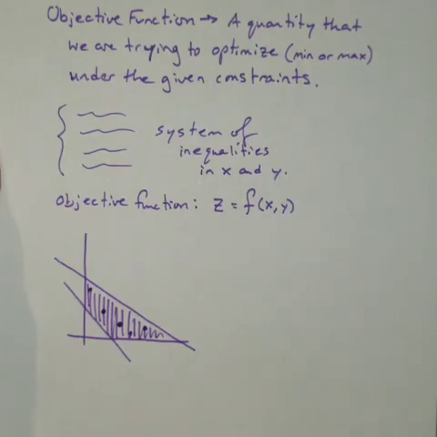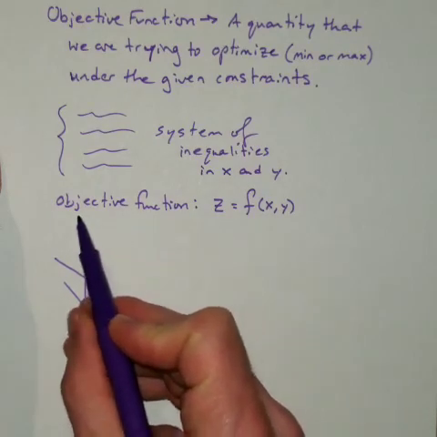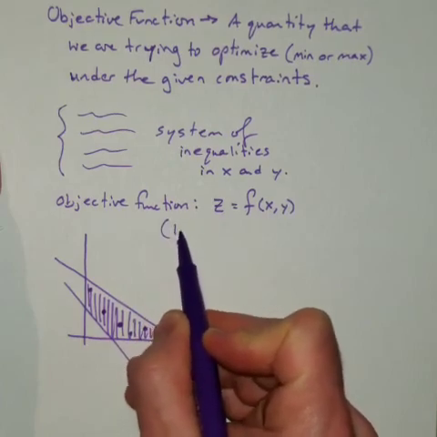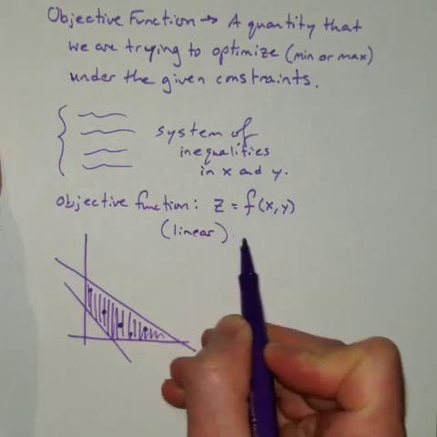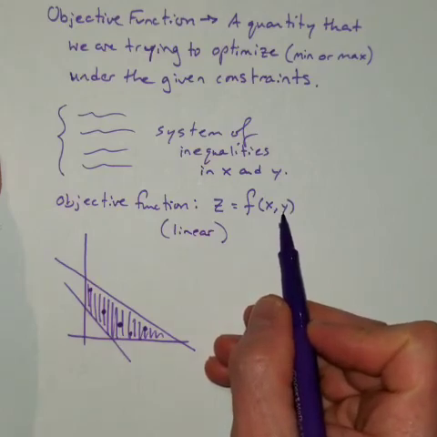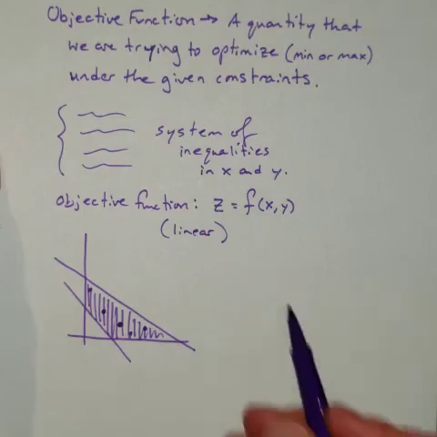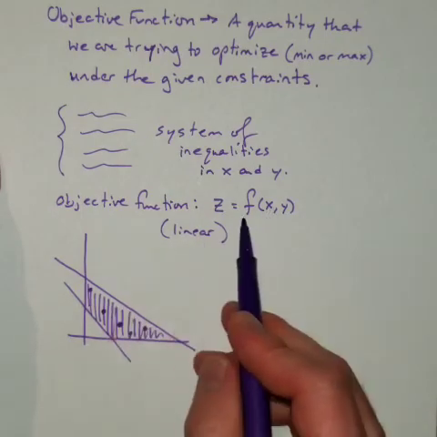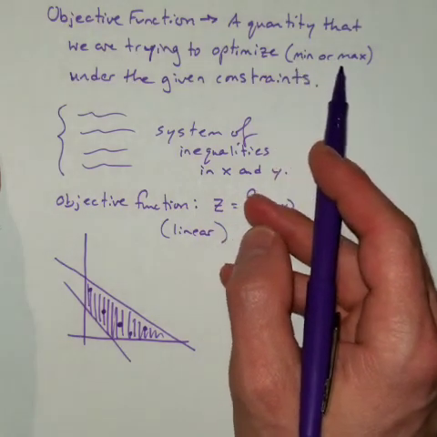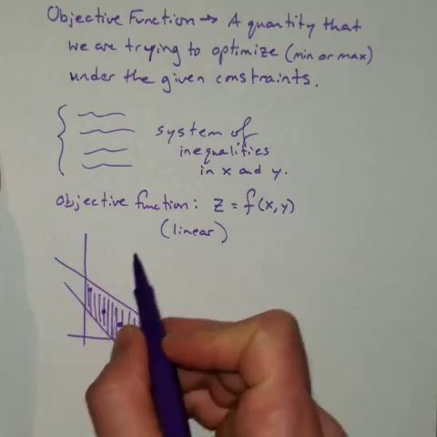Okay? Now, what you'll always find is that we're going to be dealing with linear objective functions. Ours are going to be linear. And what that means simply is that x and y are raised to the 1 power. They're not squared, they're not cubed. We're not dividing by an x. They're just very simple linear objective functions. And when that's the case, the minimum or maximum value will always occur on a corner.